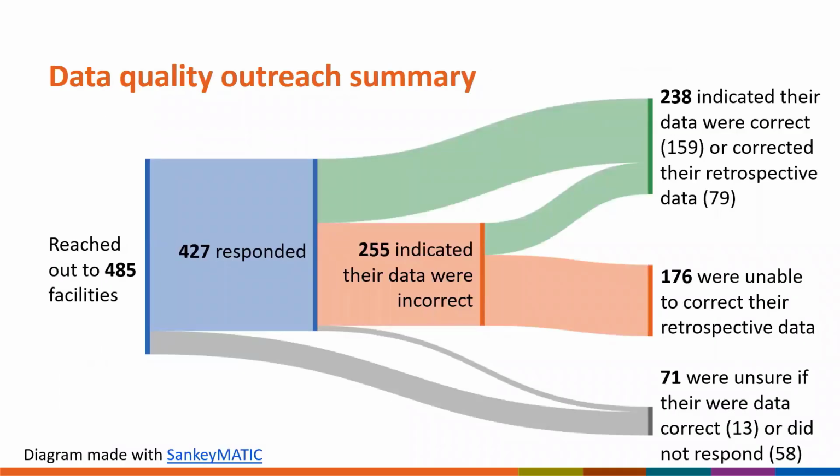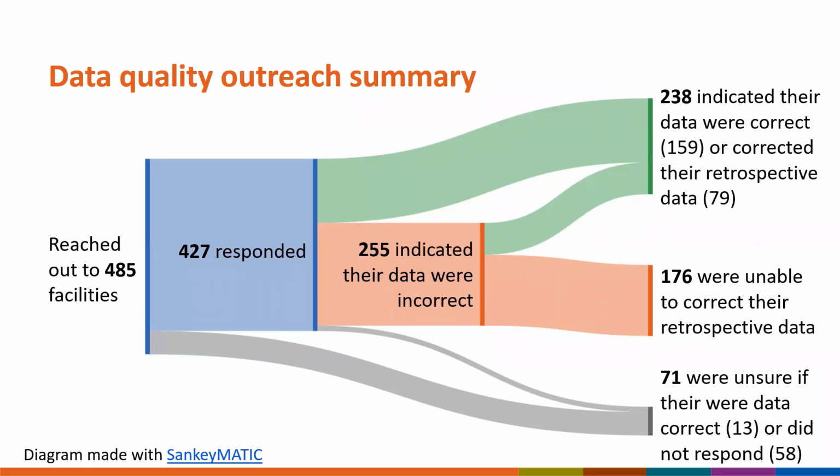So we reached out to 485 facilities and 427 responded. Of those 427, 159 indicated that their data were already correct. 255 indicated that their data were incorrect. And 13 indicated that they were not able to tell if their data were correct or incorrect.